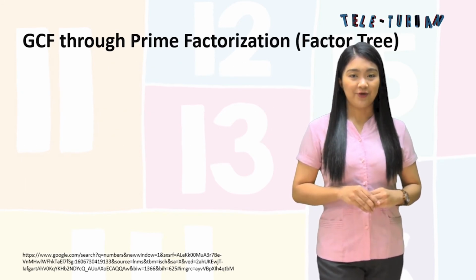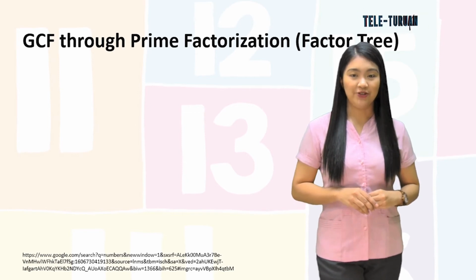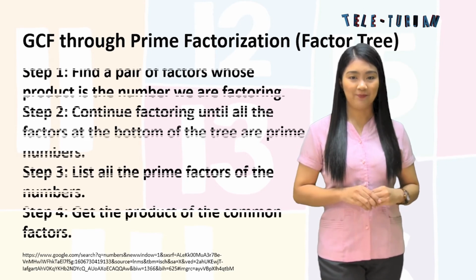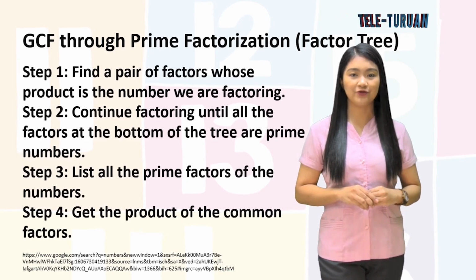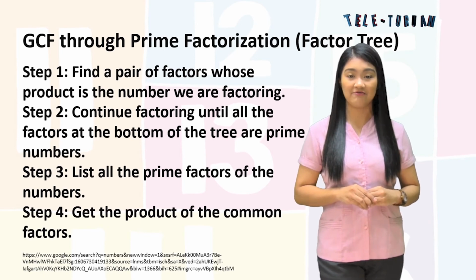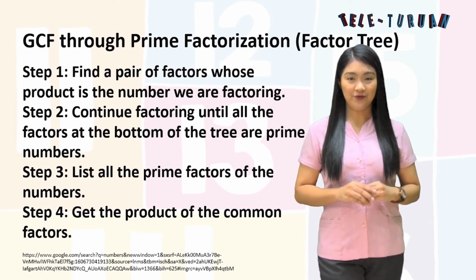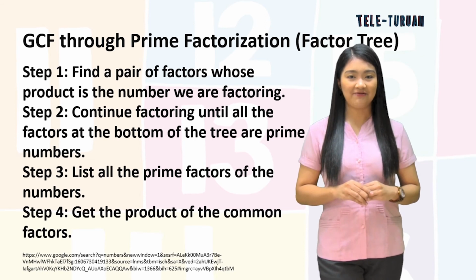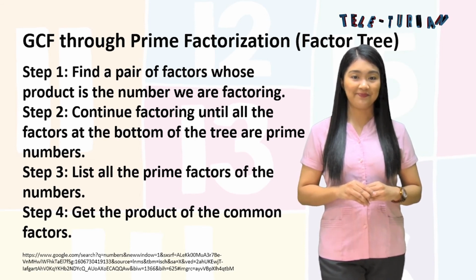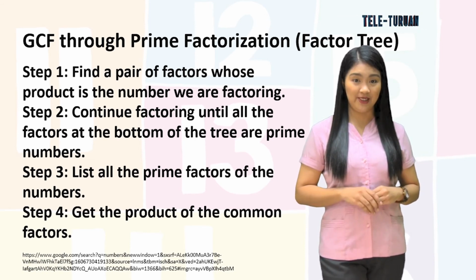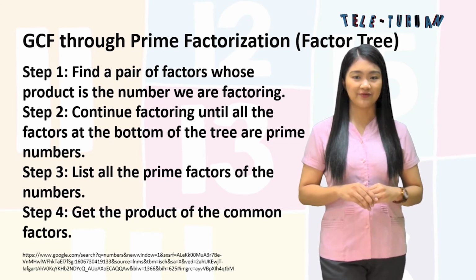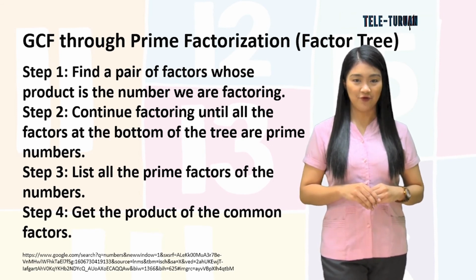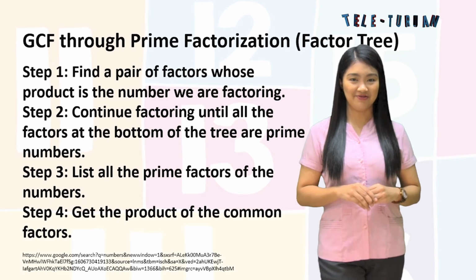Greatest common factor through prime factorization using factor tree. Step 1, find a pair of factors whose product is the number we are factoring. Step 2, continue factoring until all the factors at the bottom of the tree are prime numbers. Step 3, list all the prime factors of the numbers. Step 4, get the product of the common factors.